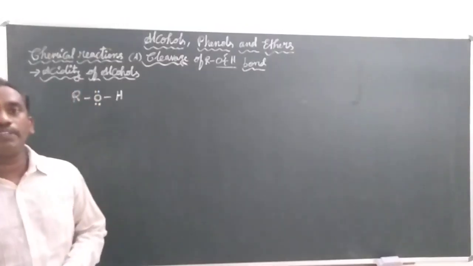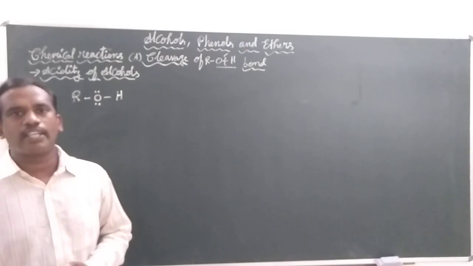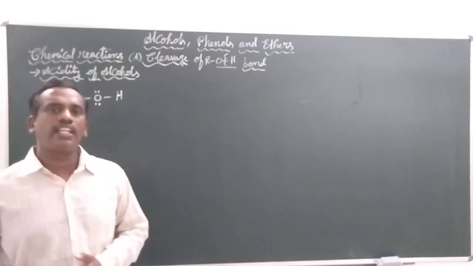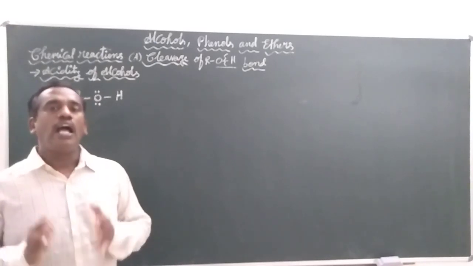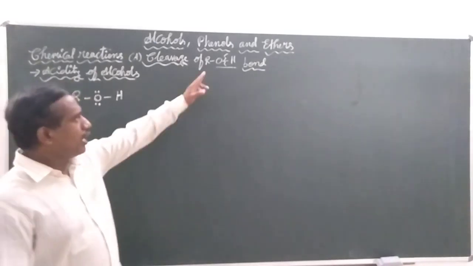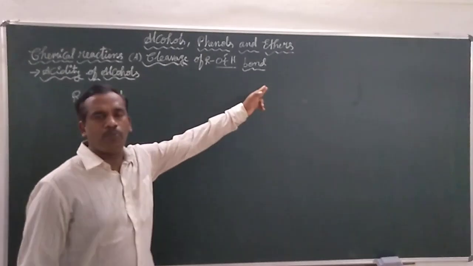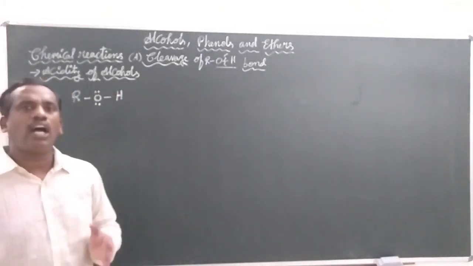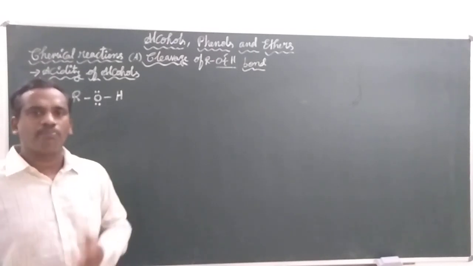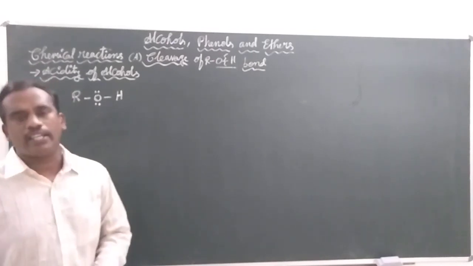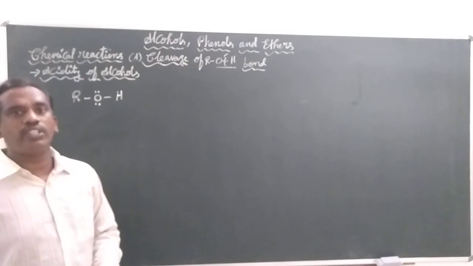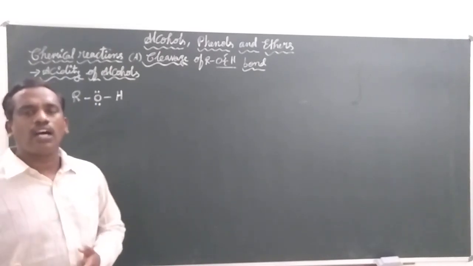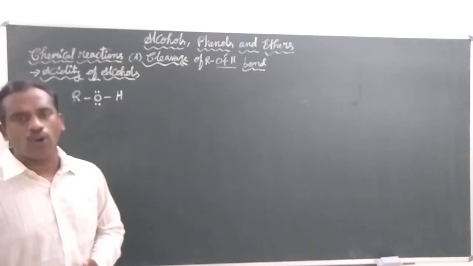Students, in our previous video we discussed the topic in the chapter Alcohols, Phenols and Ethers about the cleavage of the O-H bond. There we discussed what happens when an alcohol or phenol reacts with a metal. Now in this video we are going to discuss the acidity of alcohols and also phenols.